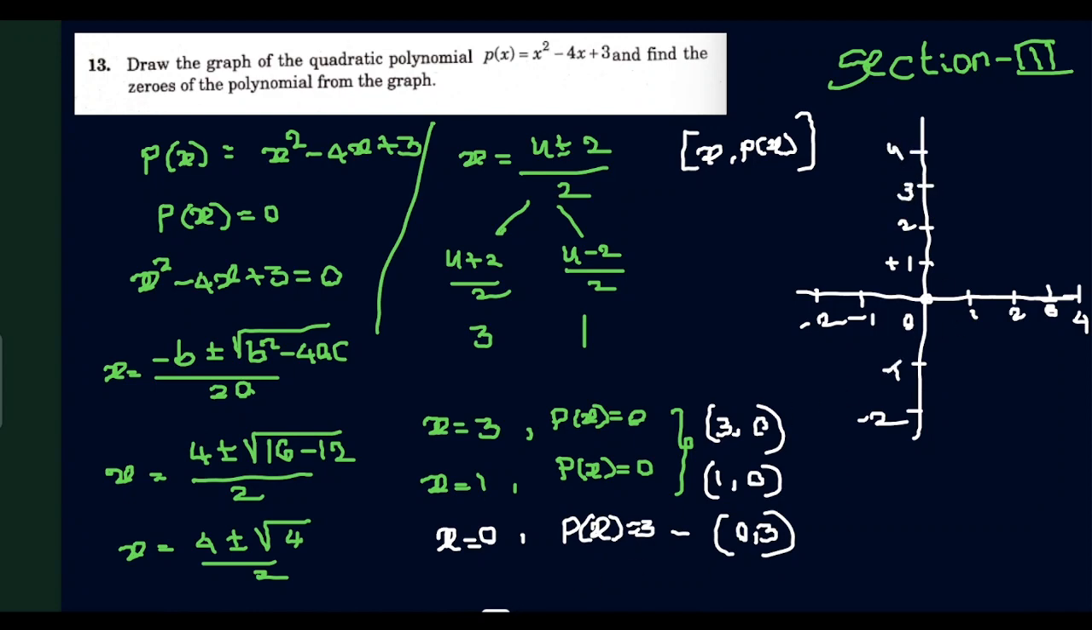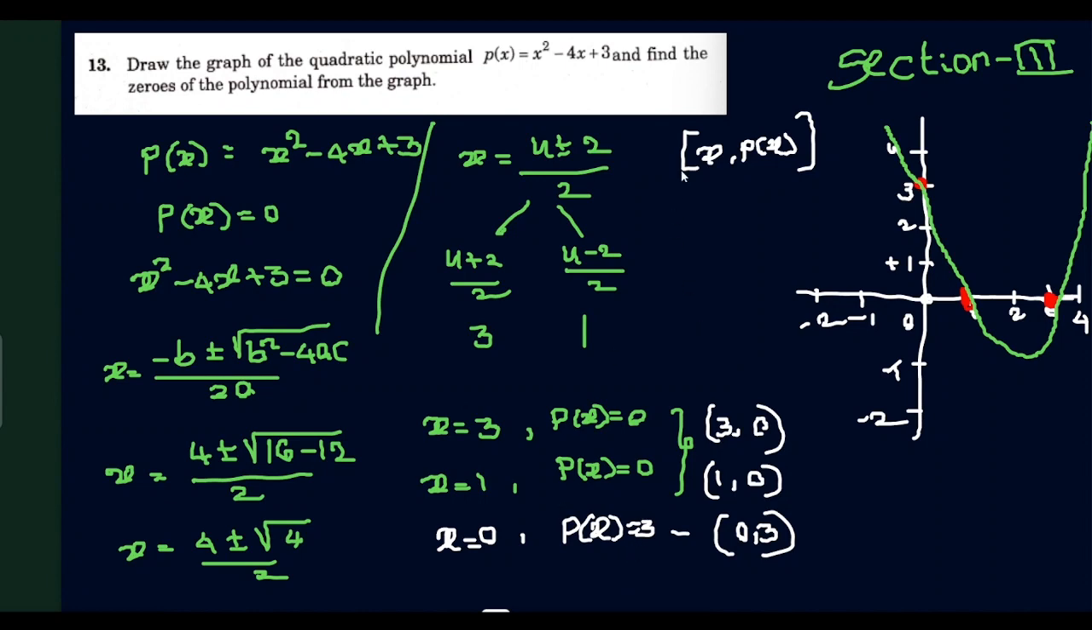Now what is the first point? Look at the points here. First 3 comma 0, this is one point, and 1 comma 0 is another point, and 0 comma 3 is one more point. So from here I can understand that the graph will come like this, right? So I'm going to draw the graph accordingly. So the graph is going to come like this.